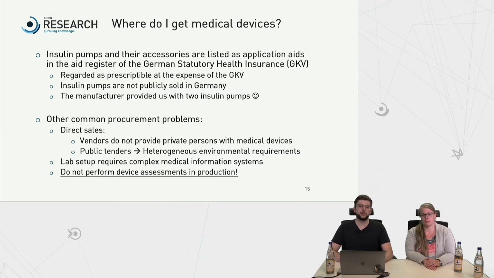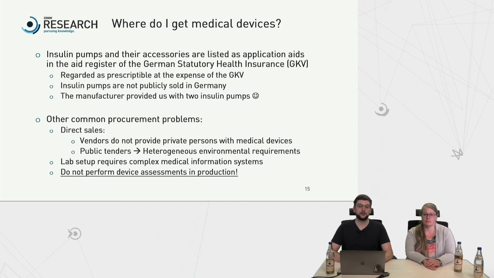Even in Project ManiMed, where a national authority wanted to assess the product, we needed to find a way to get access to these devices. In our case, the manufacturer provided us with 2 insulin pumps. Other common procurement problems comprise sales structures where the manufacturer directly sells the device to healthcare delivery organizations and medical professionals. Often, no private persons will be supplied with medical devices upon request.